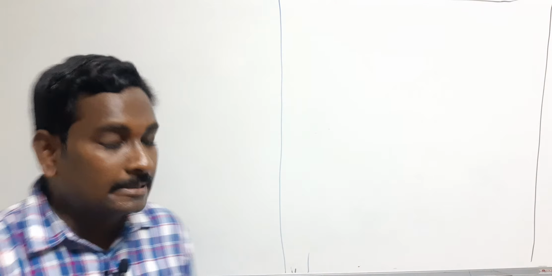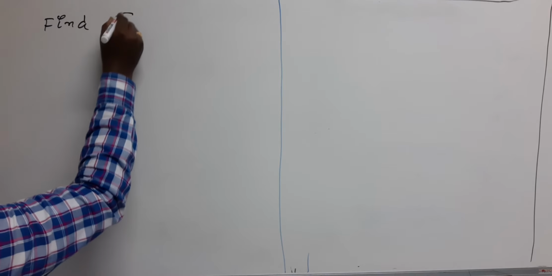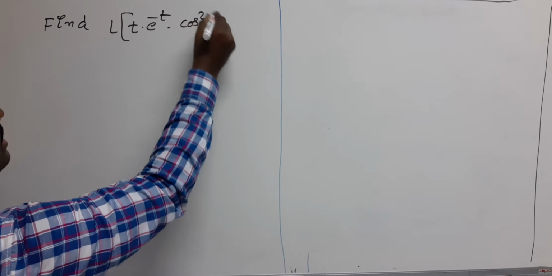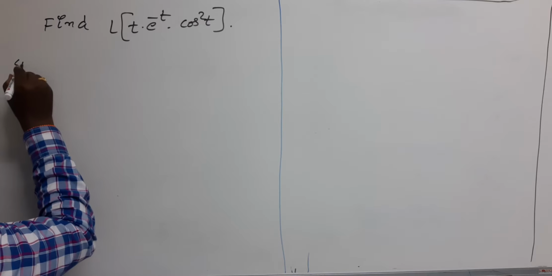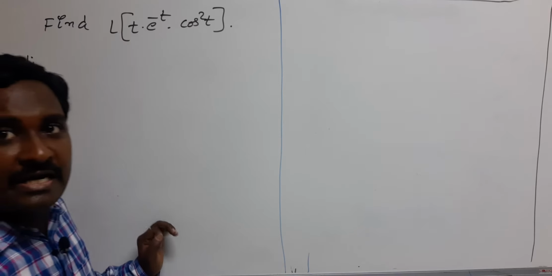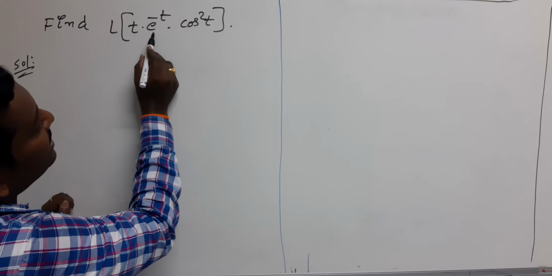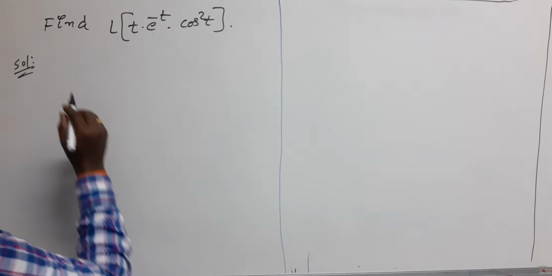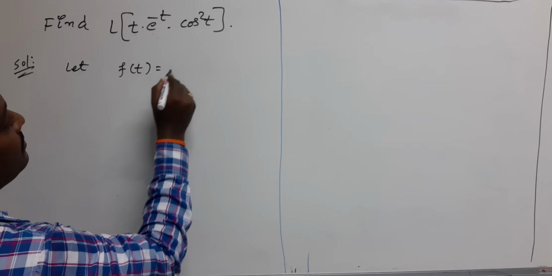The next problem is: find L of t into e power minus t into cos square t. So we are observing that here three terms are in a product. t is there, e power minus t, an exponential term, is there, and one trigonometric term is there in the product. So first let f of t be equal to cos square t.